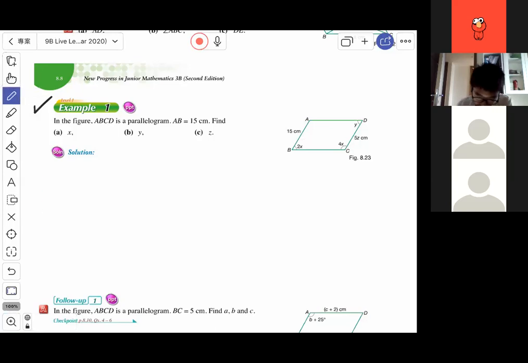All right, so in example 1, I want to show you how to present only. The answers are actually quite easy. So you can use the 3 new reasons now. I want to find x. So which part should you look at? I want to find x.